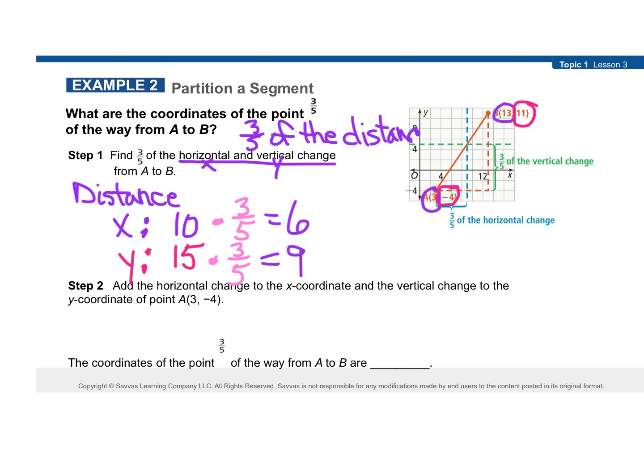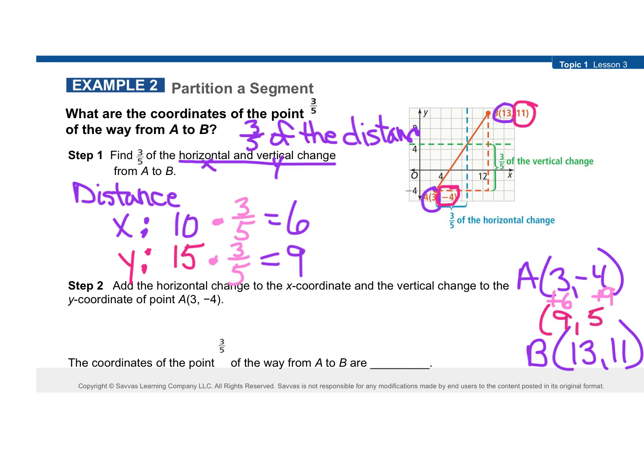All right, so now this is still distance. It's not the point. So we need to think about our first point. Our first point, A, is at 3, -4, and we're moving towards B, which is at 13, 11. Right? So we want 3/5. So I need to move 6 from 3, and I need to move 9 from the y. So my point would be at 9, 5.